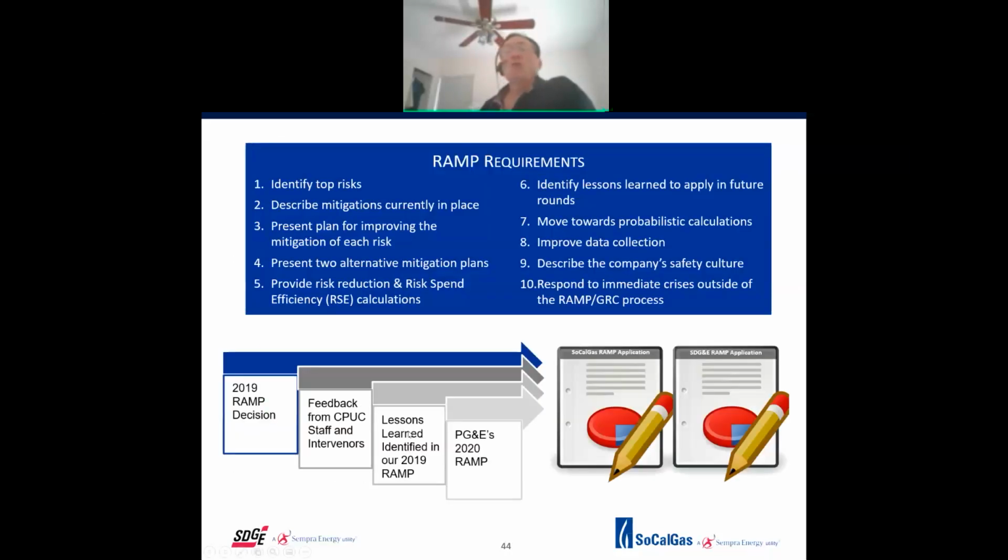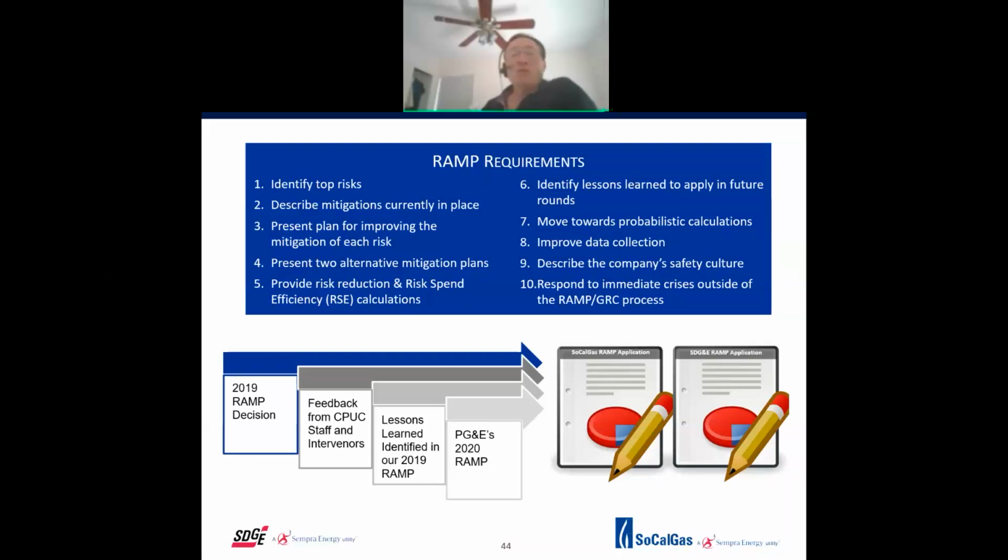With regards to additional RAMP requirements, when we finally submit our applications next year, we will have identified top risks and described the mitigations currently in place. We will present a plan for improving the mitigations of each risk. We'll present two alternative mitigation plans for each risk. We'll provide risk reduction and risk spend efficiency calculations. We will identify lessons learned to apply in future rounds.